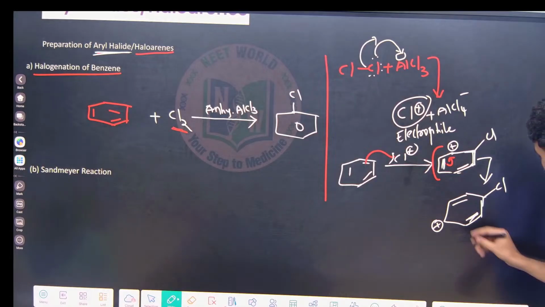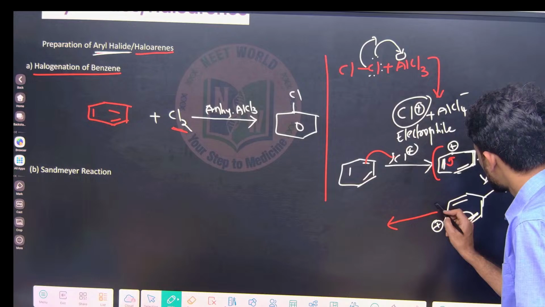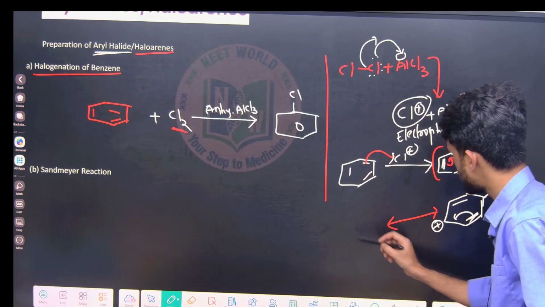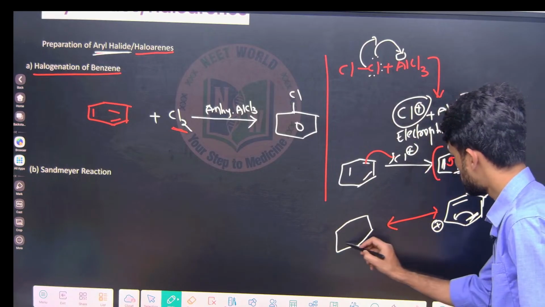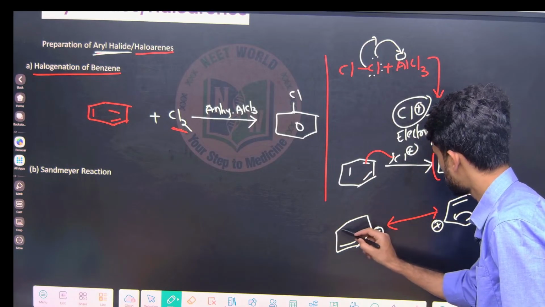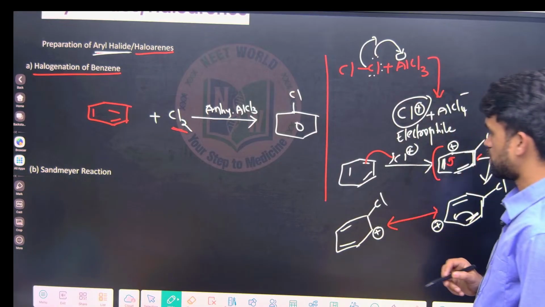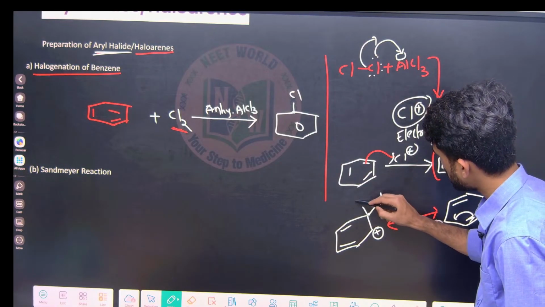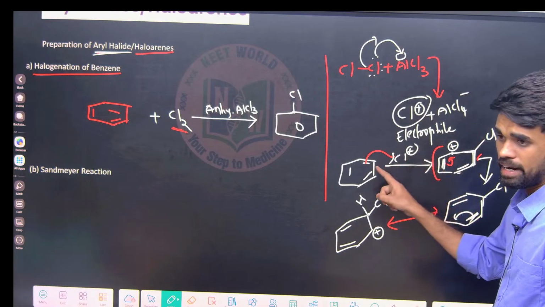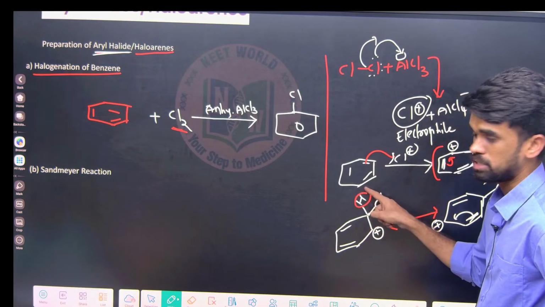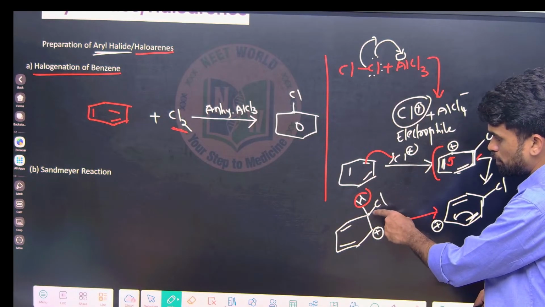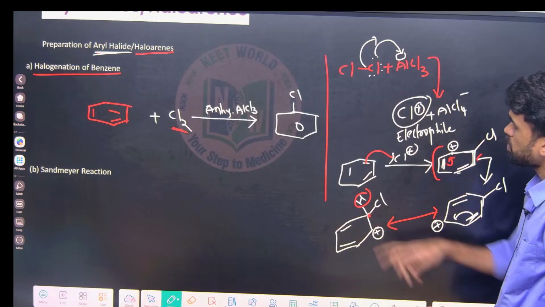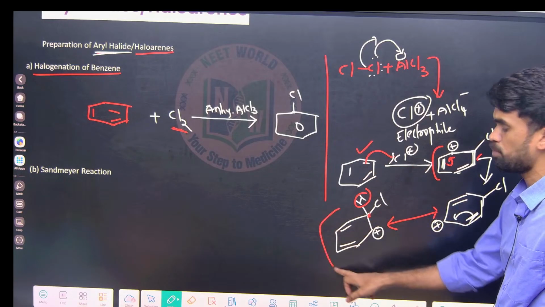Now look here, the positive charge you can shift like this again. So these are resonating structures, canonical forms. I hope you are already familiar with this. Finally, wherever the chlorine is added, that carbon already has one hydrogen. Initially all the carbons are sp2, but after adding the chlorine electrophile it becomes sp3. See, the aromatic ring is becoming a non-aromatic compound.